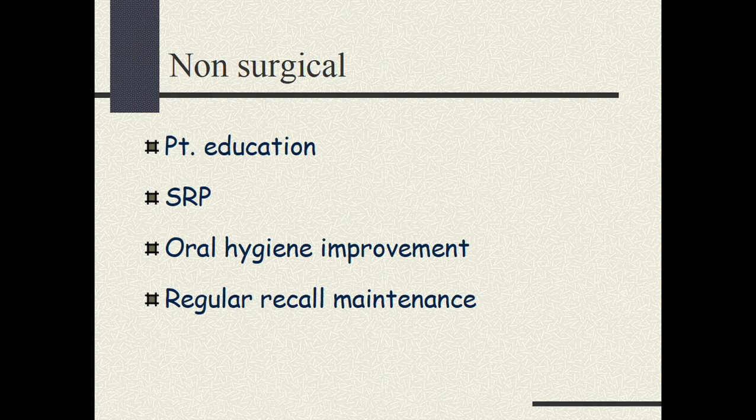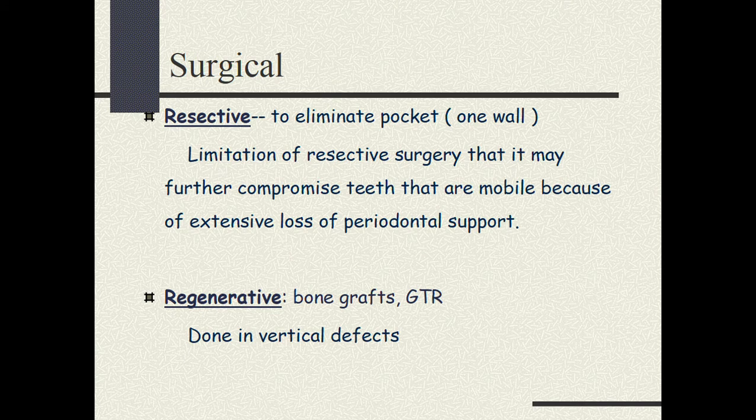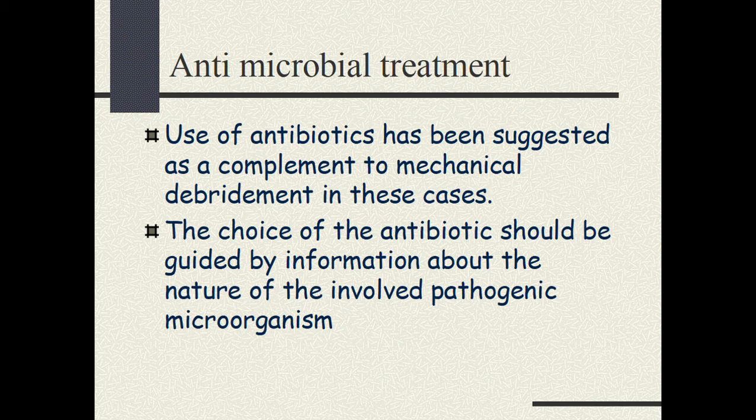In surgical, depending upon the condition of the osseous wall, if a one wall defect is there, then resective surgery will be done, and if a vertical defect like a 3 wall defect is there, then we'll go for regenerative surgery like bone grafting and GTR.